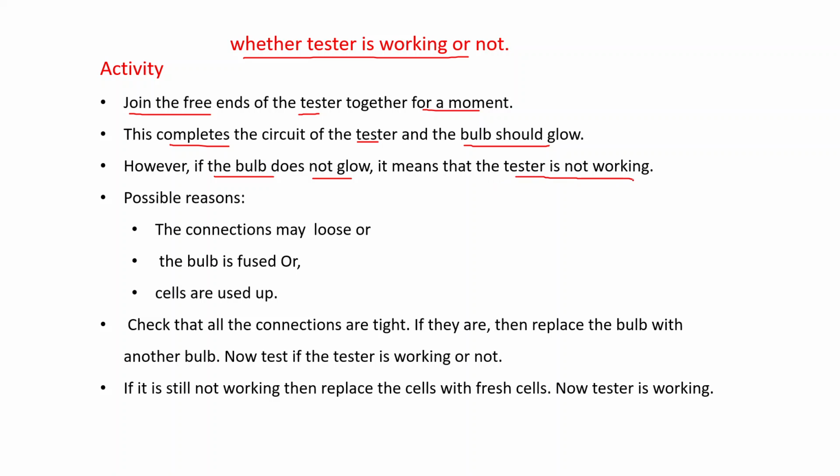Now, what may be the possible reasons? Connections may be loose, or the bulb is fused, or cells are used up. Check that all the connections are tight. If they are, then replace the bulb with another bulb. Now test if the tester is working or not. If it is still not working, then replace the cells with fresh cells and now check. You will see that the tester is working.